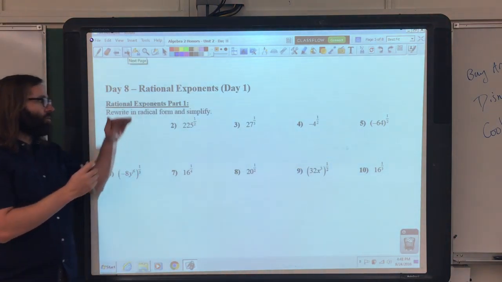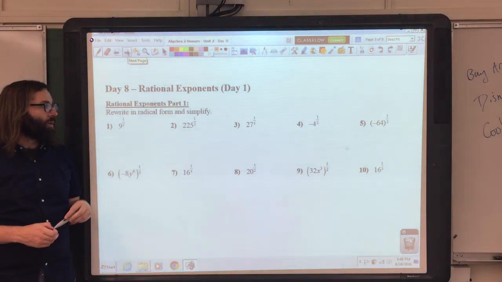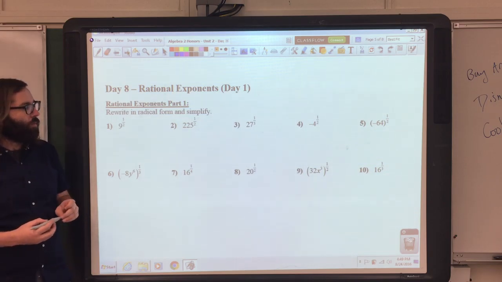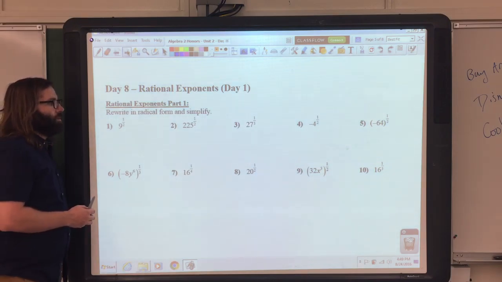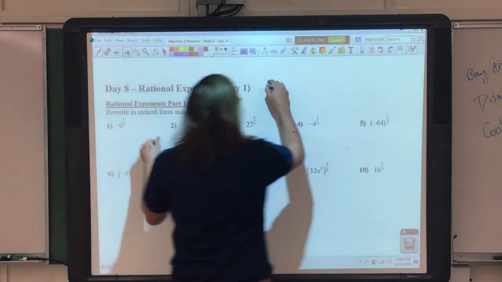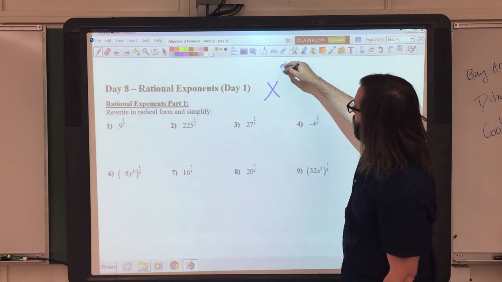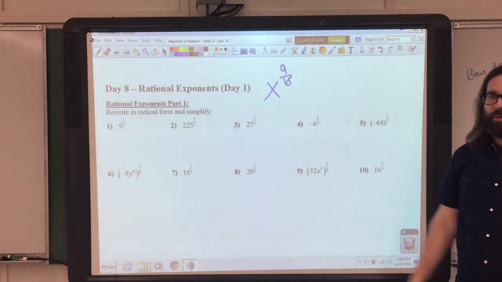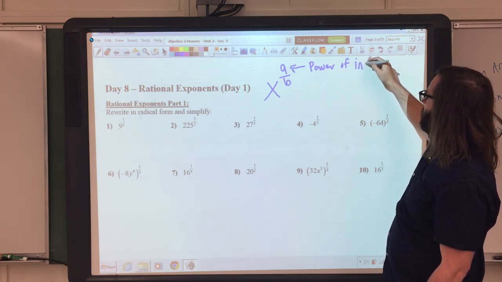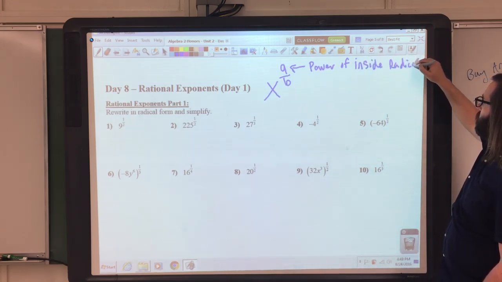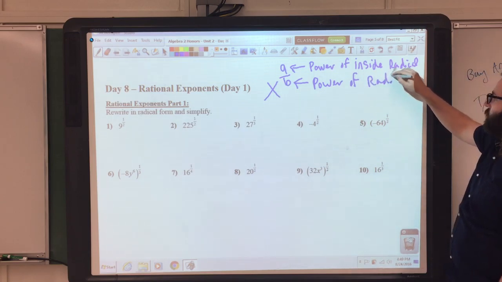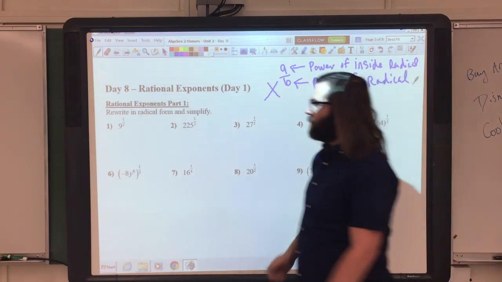All right, so day 8 notes, talking about rational exponents. Okay, we're going to have fractions up in here. That's a little weird. So if you have a fraction as your exponent, if we have x to the a over b, just any numbers whatsoever, this a is the power of the inside of the radical. This is going to be the power of the radical. But that kind of makes sense.